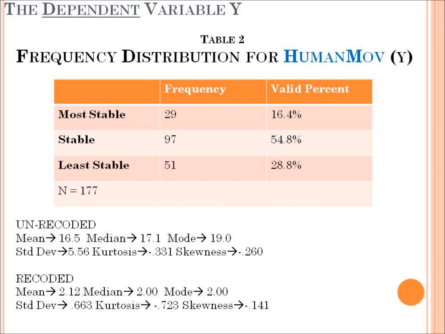The measures of central tendency tell us that most of the cases fall around the mode and median of 2.0. This is accurately reflected in the table, as 54.8% of valid cases were considered stable countries.